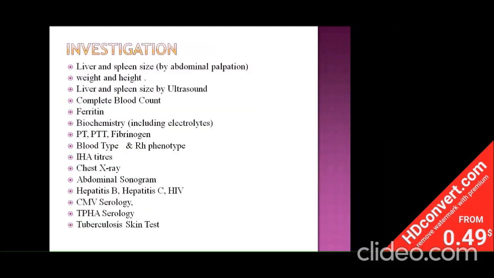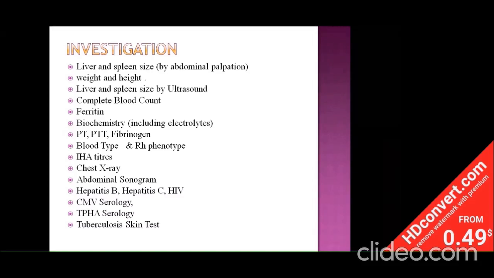Investigation-wise, we will do ultrasonography, weight and height, LFTs, complete blood count, and ferritin. Again, here I'm speaking mostly about the thalassemia condition, and it will depend on the different conditions. If they are going for aplastic anemia or leukemia, they are not going to look for ferritin and everything.